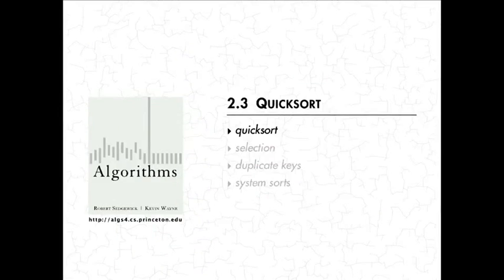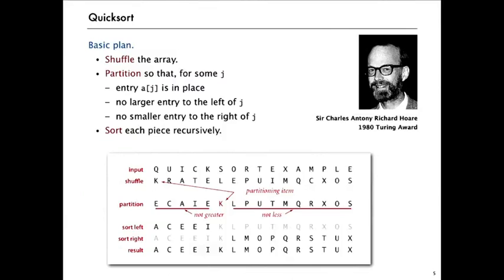So what is the Quicksort method? It's also a recursive method, but the basic idea behind Quicksort is that it does the recursion after it does the work, whereas merge sort did it before it did the work. So the idea is first randomly shuffle the array. That's an important step that we'll talk about later. And then partition the array.